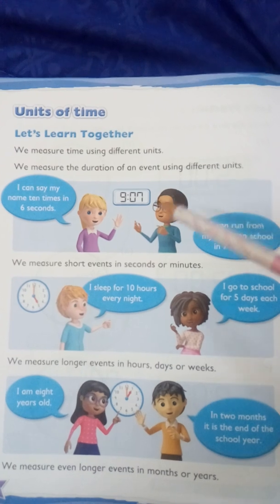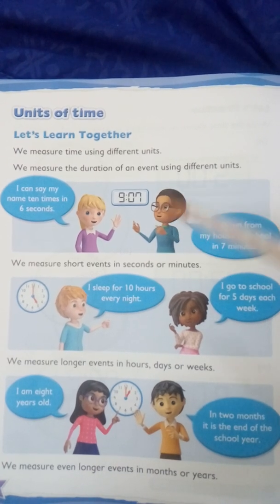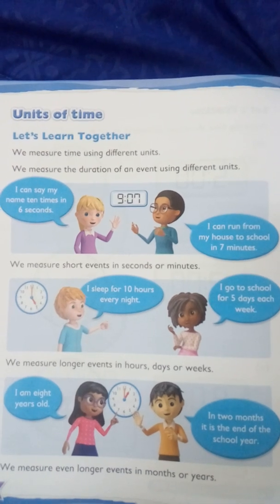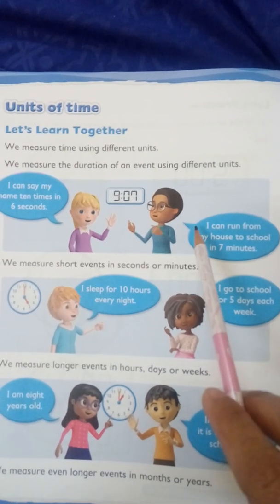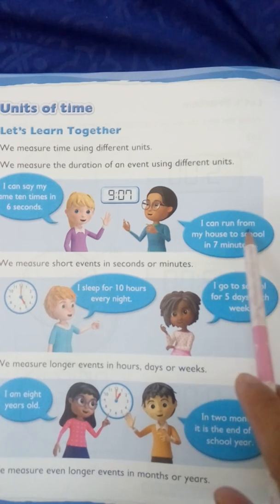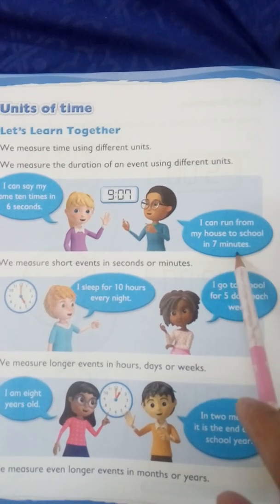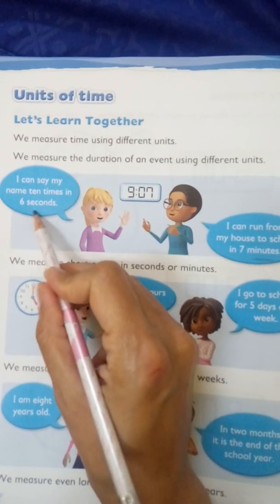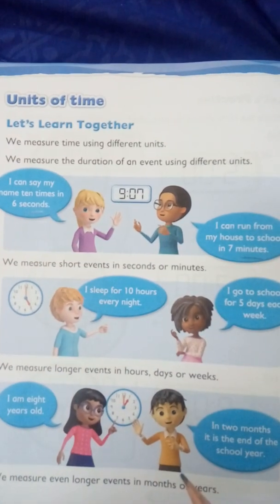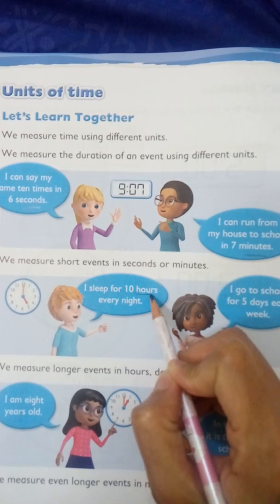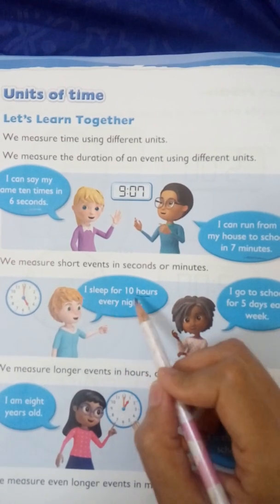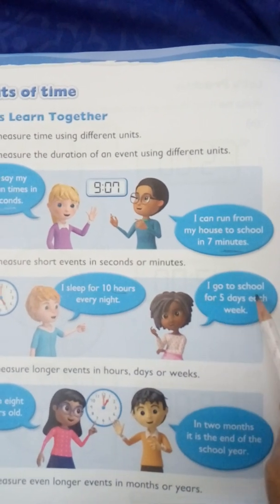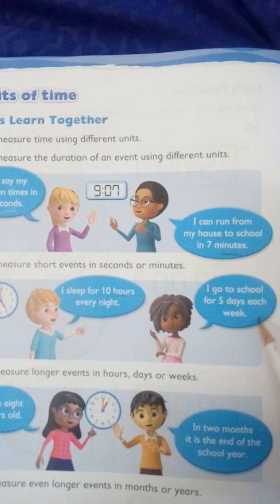We said that the hour consists of 60 minutes. Now what about the minute? The minute consists of 60 seconds. Okay? Now here, let's read. I can run from my house to school in 7 minutes. So we can use minutes, we can use seconds and we can use hours to talk about time. I sleep for 10 hours every night. I go to school for 5 days each week.